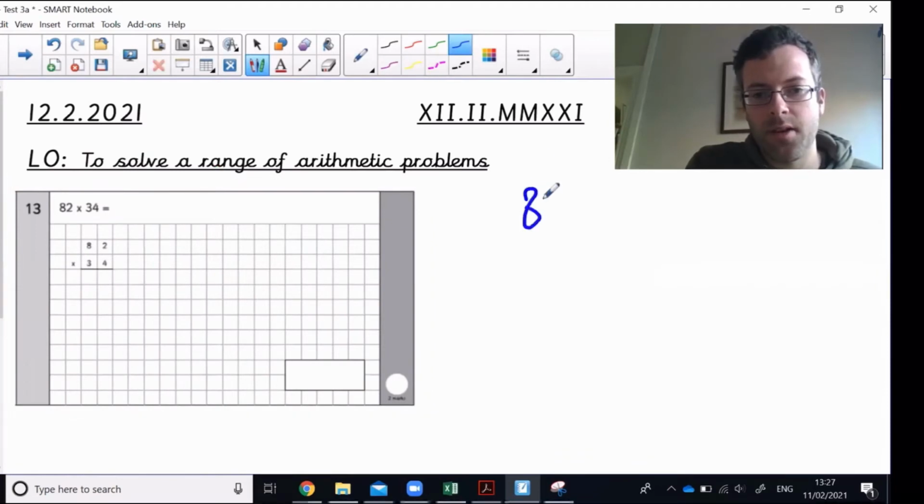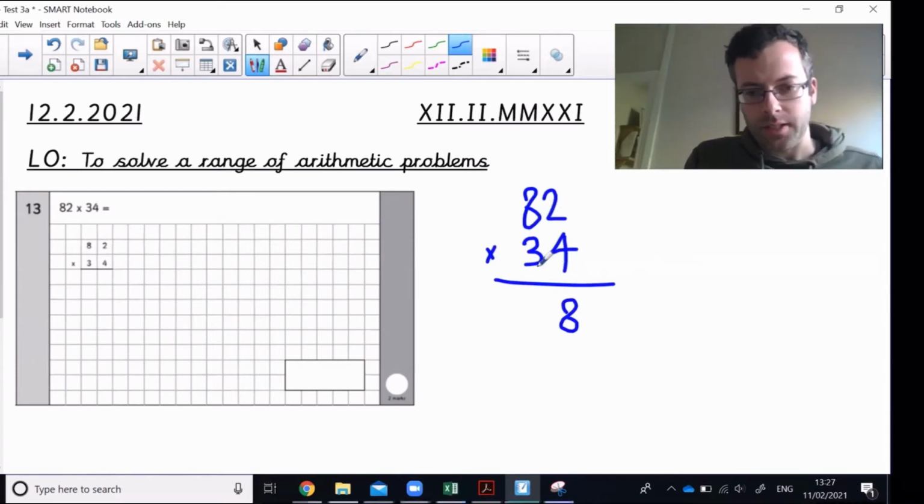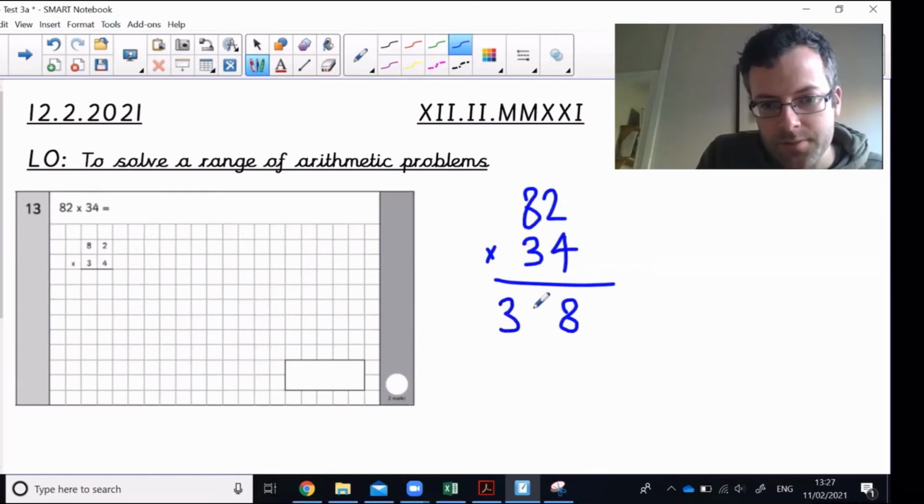Question 13 is column written methods for multiplication. So 82 times 34. So firstly, I'm going to multiply 82 by 4. So 4 times 2 is 8 ones. And then 4 times those 8 tens is going to be 32 tens.